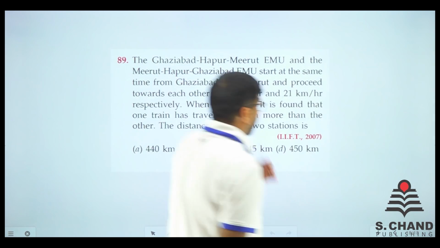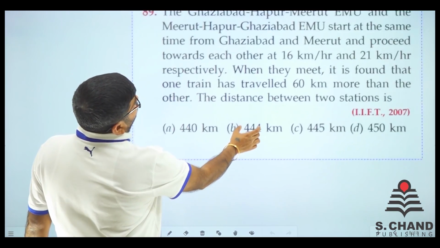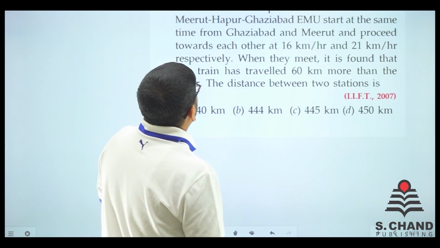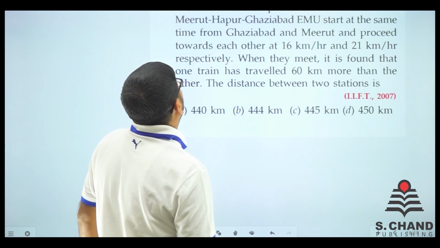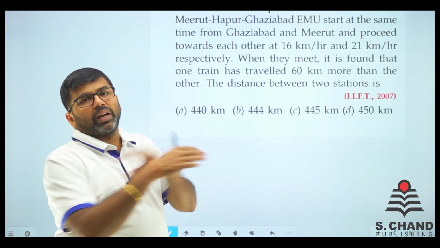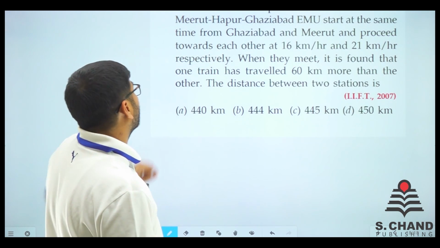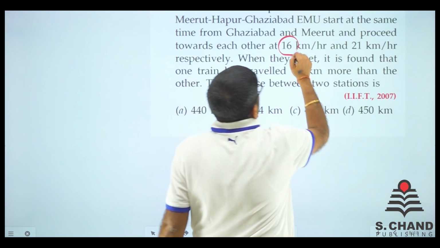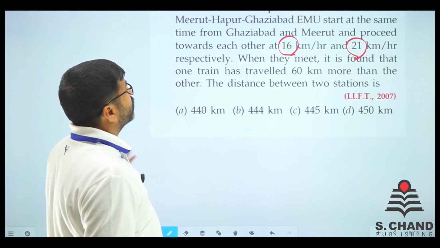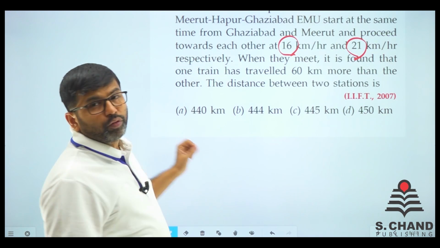Here we go to the next question. We come to the last question of the exercise. Beautiful question it is. IIFT 2007. The Ghaziabad, Hapur, Meerut Express and Meerut, Hapur, Ghaziabad Express. These are both the same trains but coming from different places. Started at the same time from Ghaziabad and Meerut and proceed towards each other at 16 km per hour and 21 km per hour respectively. When they meet, it is found that one has travelled 60 km more than the other. So what is the distance? We have to find out the distance.